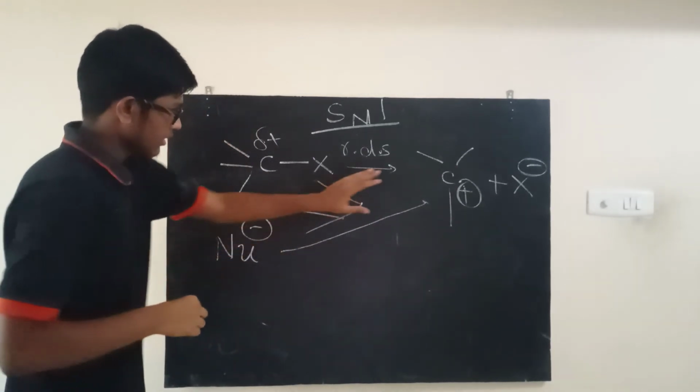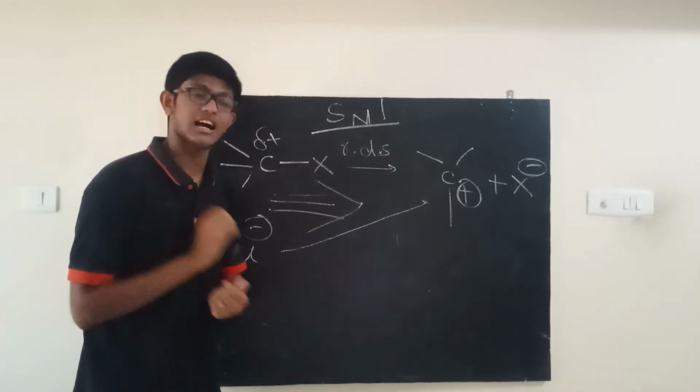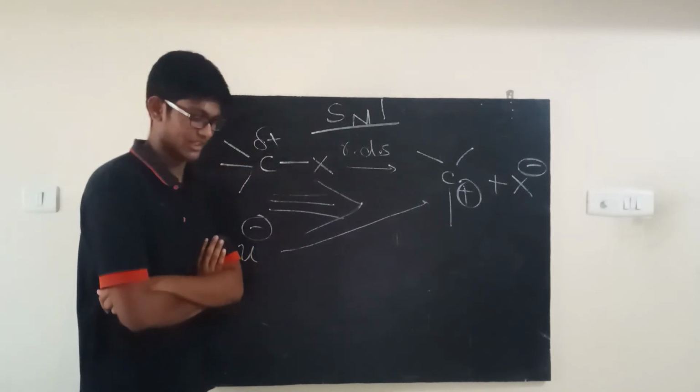And now here's the deal. A carbocation is dash hybridized. So I'll give you 1 second to think about that.